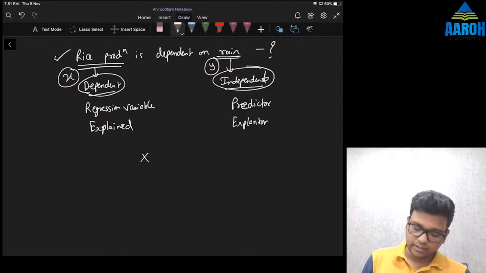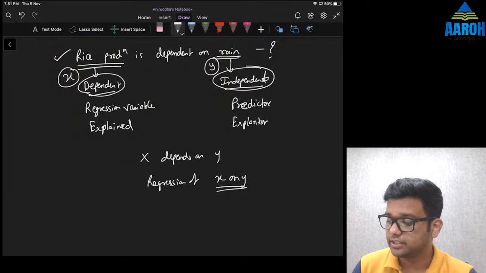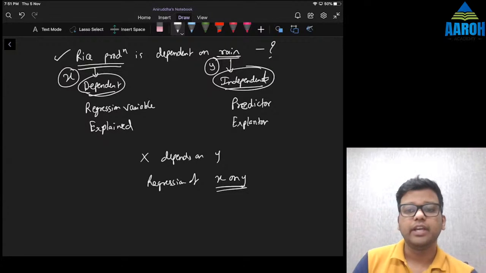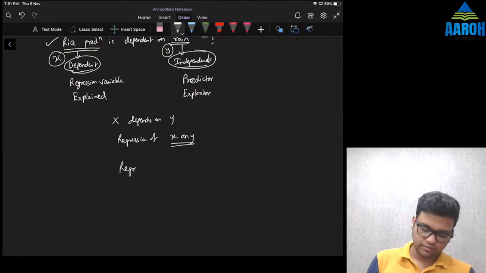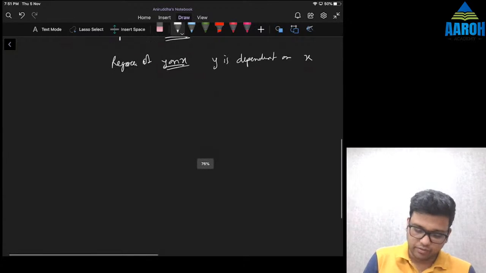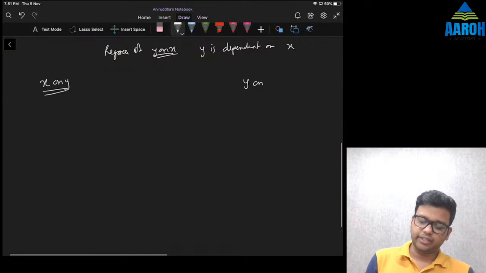Here x depends on y, so we call it regression of x on y, that is, x is dependent on y. If it is the other way around, we calculate regression of y on x. Regression of y on x means y is dependent on x. Now understand very carefully. Let's take two cases, x on y and y on x.